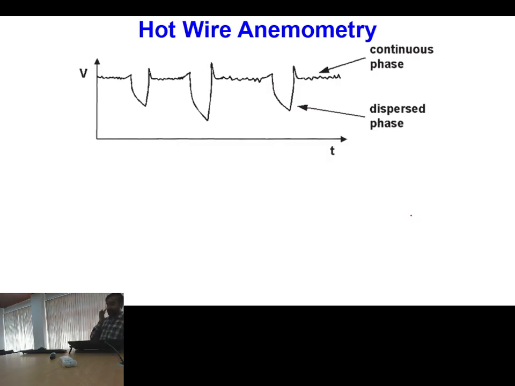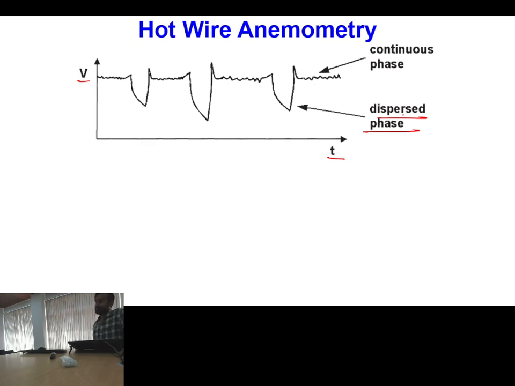Now whenever you will be using the hot wire anemometer for measurement of a multi-phase flow situation, you will be expecting a signal something like this. Say this is your voltage signal as a function of time. This voltage has small fluctuations, then a sudden fall, again small fluctuations, then a sudden fall. Basically, this sudden fall corresponds to the presence of the dispersed phase.